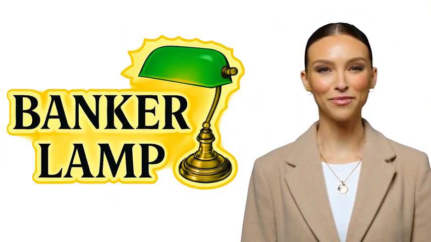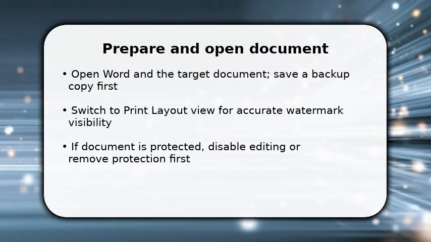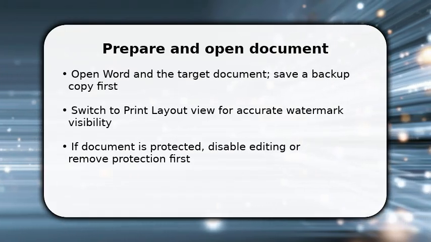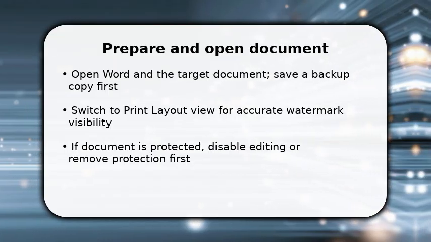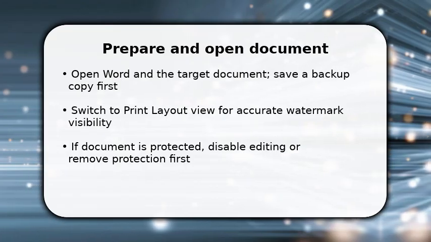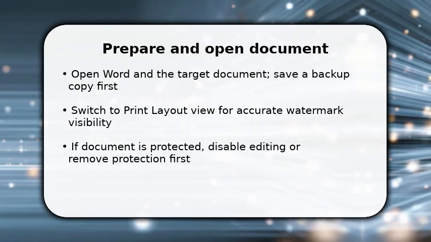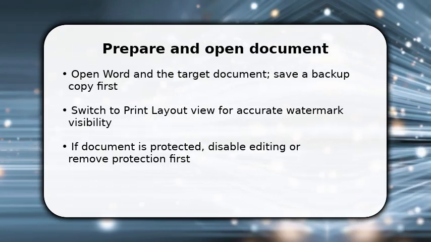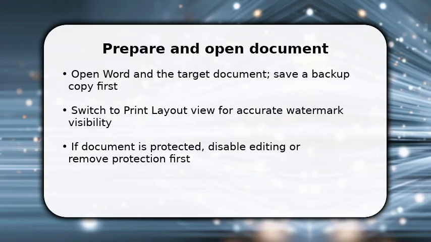Please enjoy the video. You start by opening the document and immediately saving a backup copy so you can revert if needed. Next, switch to Print Layout View because watermarks often sit in headers and hidden layers. This makes them visible and selectable. If the file is protected, remove protection or enable editing now so you can change header/footer elements.